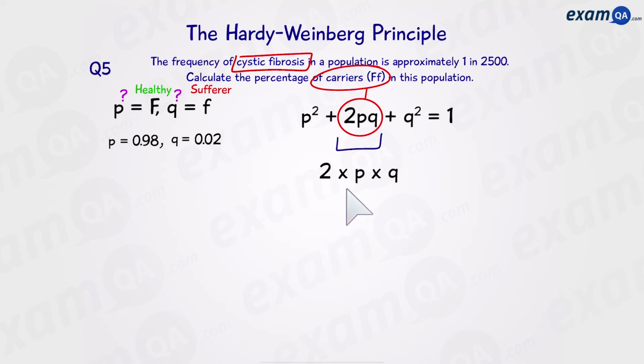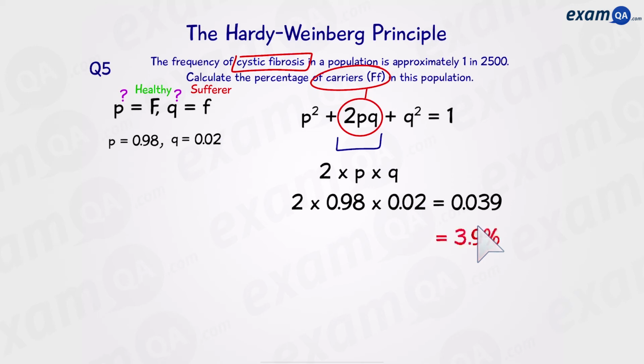So 2 times P times Q, which is 2 times 0.98 times 0.02. And that equals 0.039. The question wants this as a percentage, so we'll just times it by 100 and the answer is 3.9%.